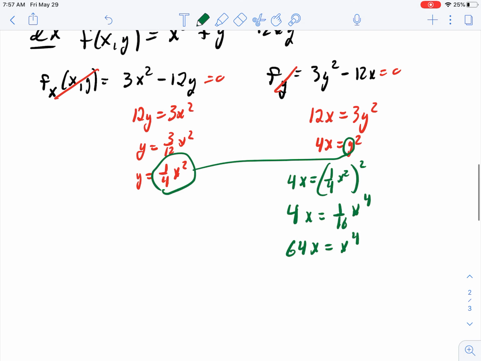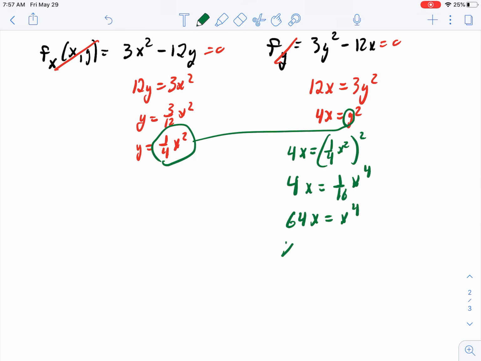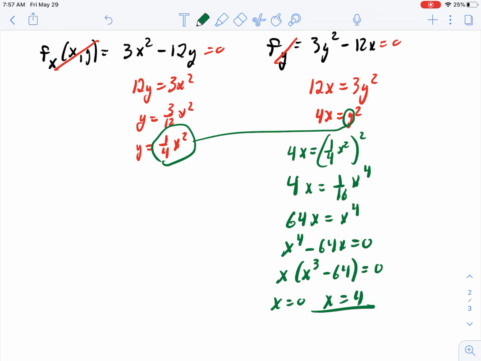And multiply by 16 here, so I have 64x equals x to the 4th. Set it equal to 0. x to the 4th minus 64x equals 0. Take out an x. And what I have here is x equals 0 and x equals 4.